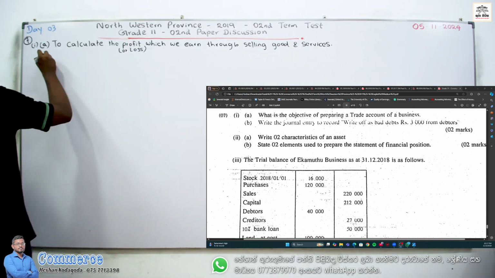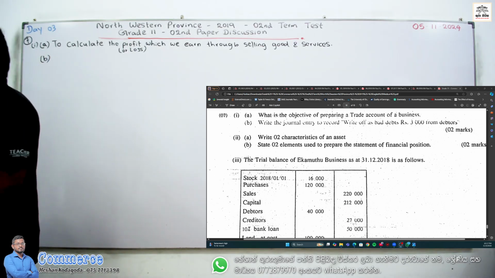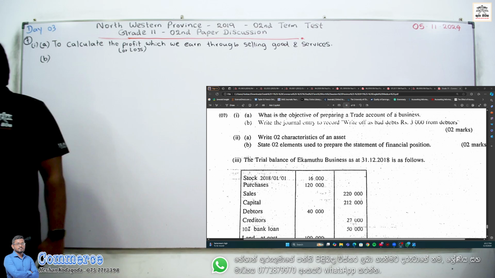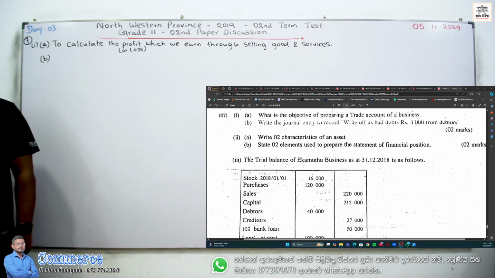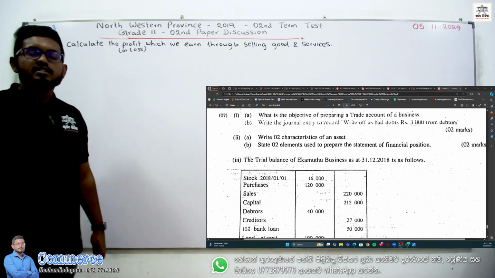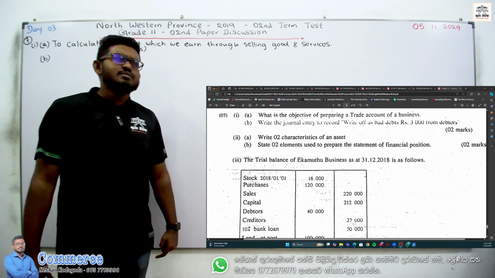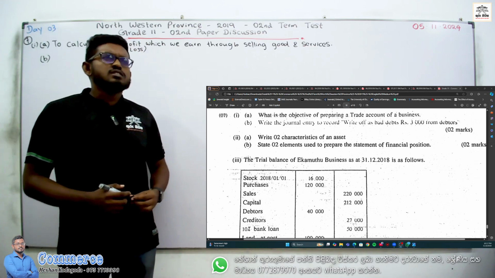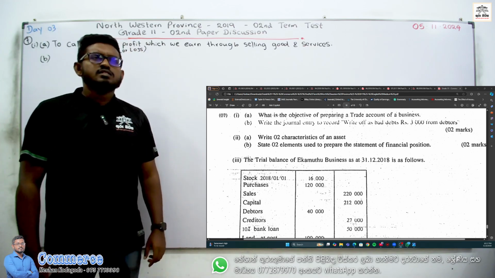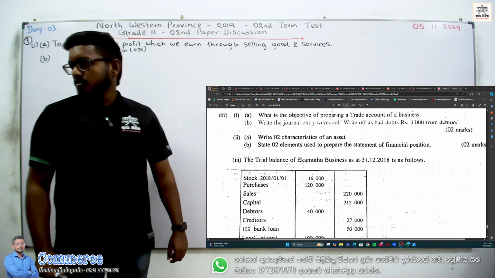B. Write the journal entry to record writing off a bad debt of rupees 3,000 from debtors. What is the double entry, guys? Can anyone tell? Bad debts account debit, okay. Debtors account credit. Yes, of course.